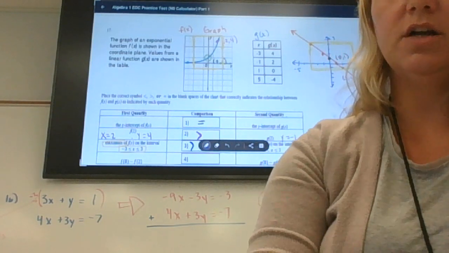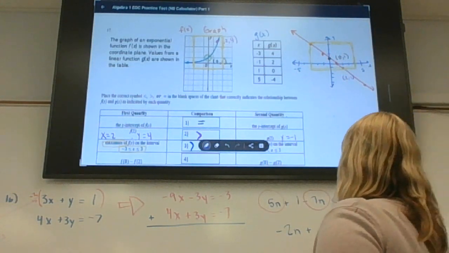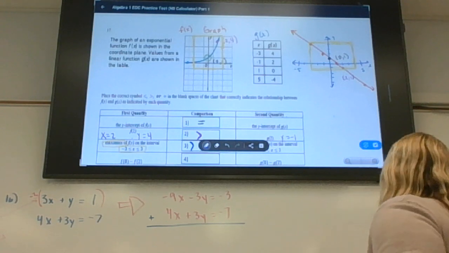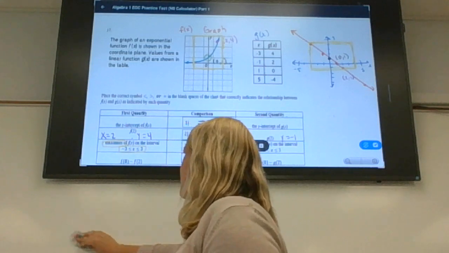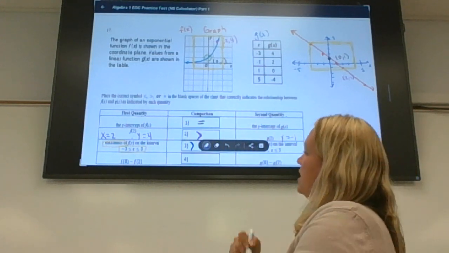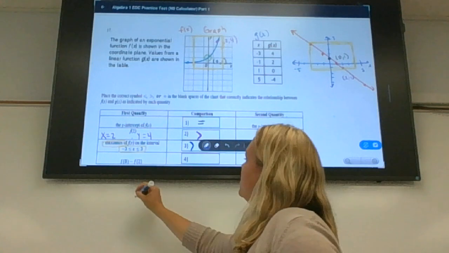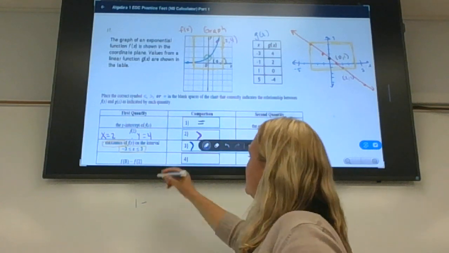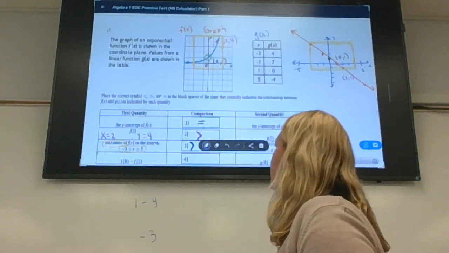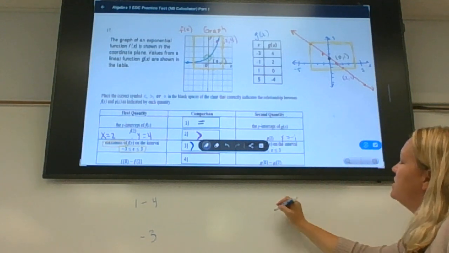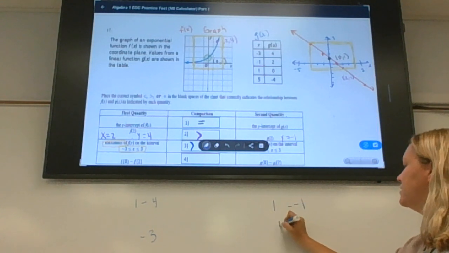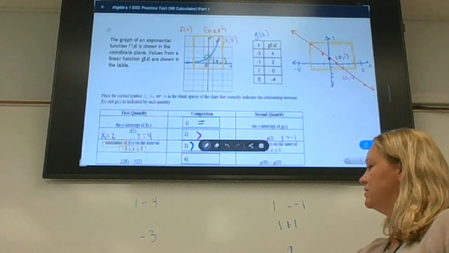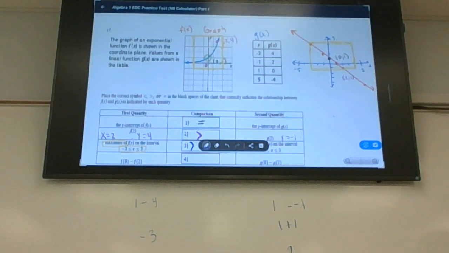I haven't done 4 yet. 4 is the hardest one. F of 0 minus f of 2 on this one. F of 0 is 1, and f of 2 is 4. So that answer is -3. G of 0 here is 1, and G of 2 is -1. So it's 2. So the symbol for number 4 goes like that. That was pretty tricky.